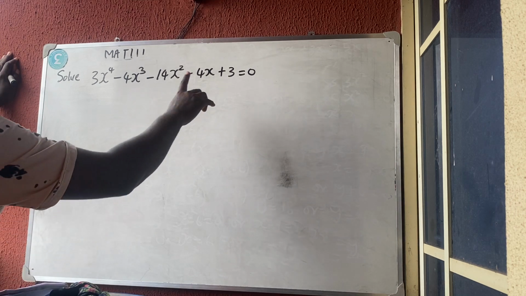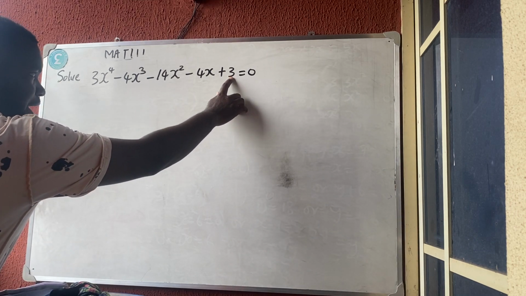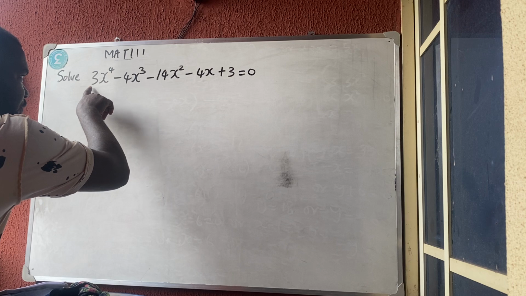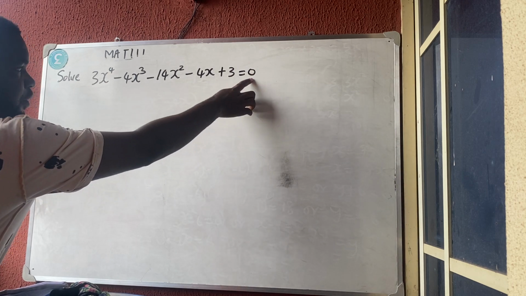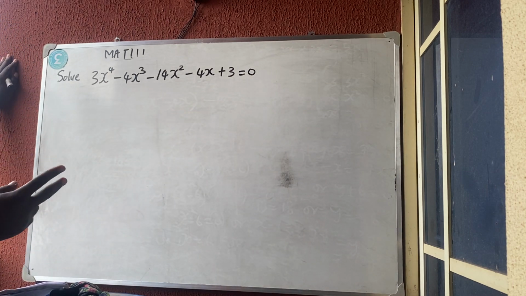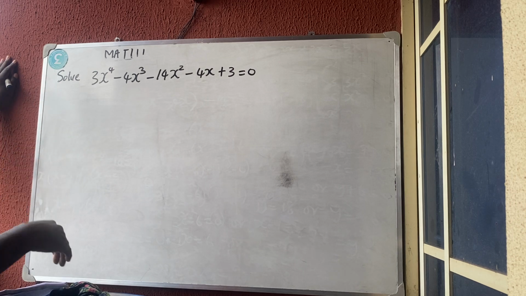How do you get that? First thing is to find all the factors of the constant, then substitute each of the factors here to know the one that will give you 0. You are going to get 2, so that after dividing, you reduce to a quadratic equation.